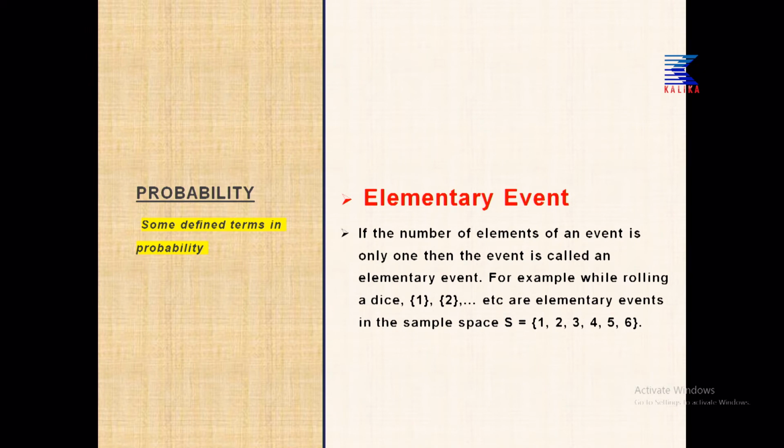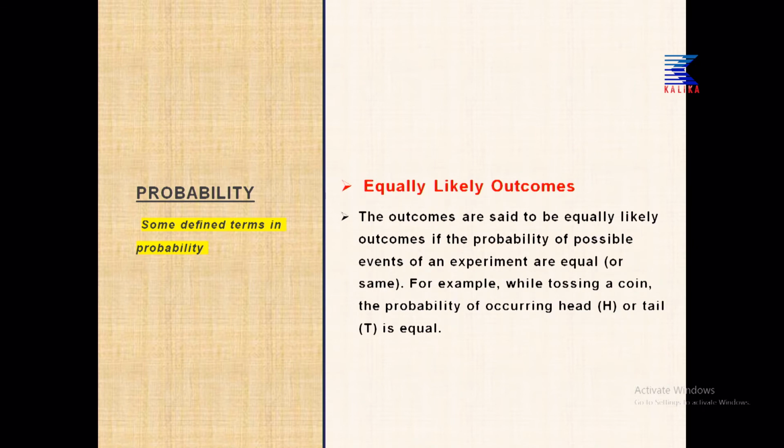Okay. So, this is the definition of elementary event with an example. Next, equally likely outcomes. The outcomes are said to be equally likely outcomes if the probability of possible events of an experiment are equal or same. For example, while tossing a coin, the probability of occurring head or tail is equal.